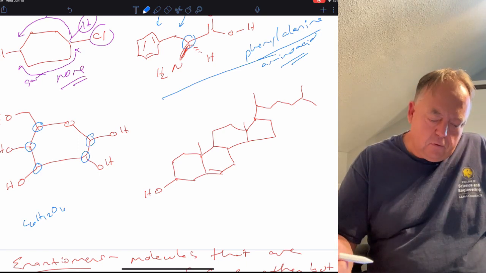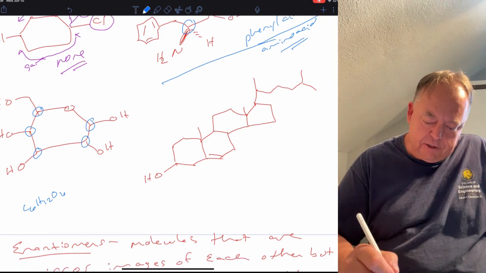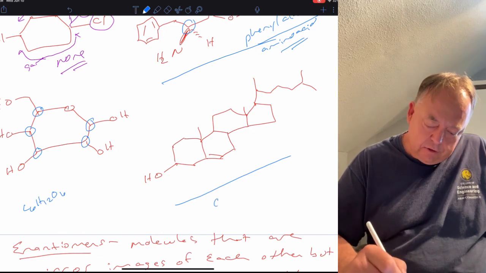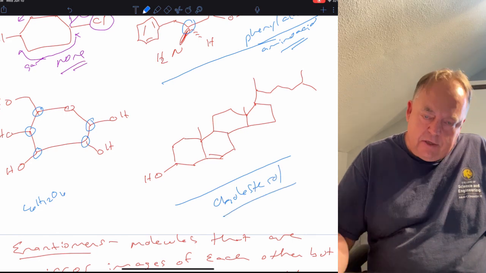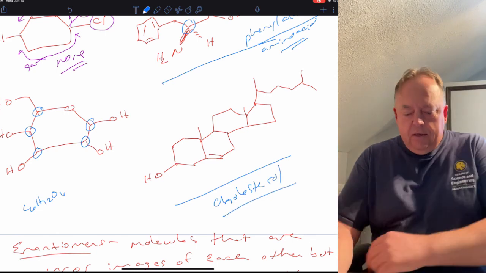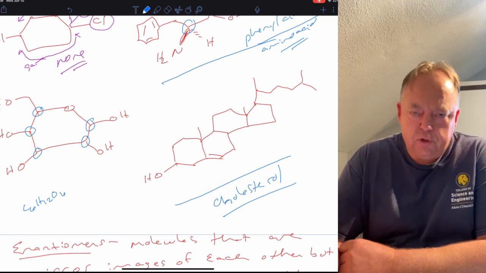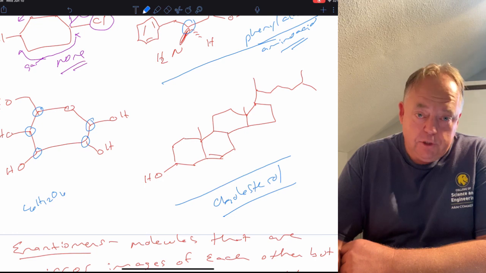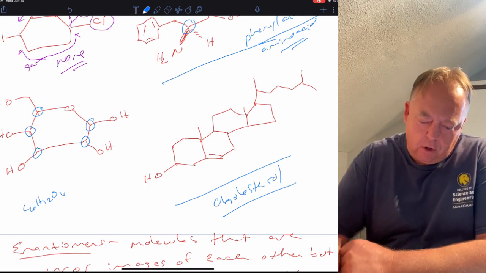But each of them has 4 different things attached. So that's one more example from biological chemistry. This is a pretty important molecule in biological chemistry as well. That molecule is cholesterol. So you can pause the video for a minute if you want and see if you can circle all of the chiral carbons. It's got a bunch. So let me circle all the chiral carbons for you.